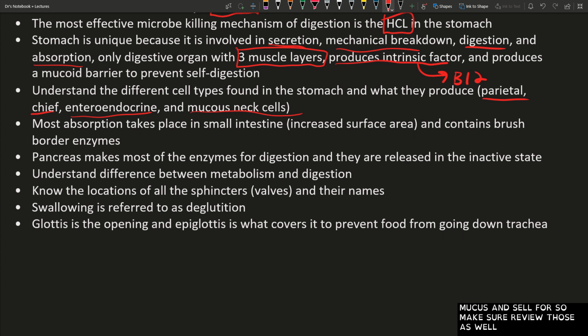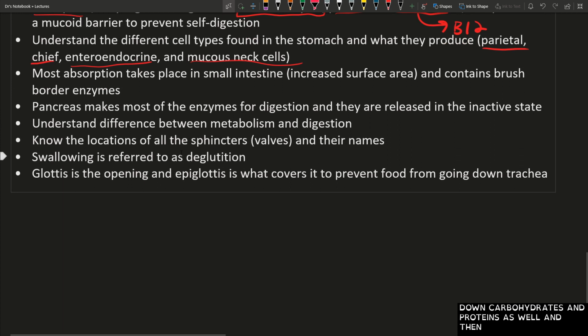And then most absorption does take place in the small intestine. We're not absorbing nutrients in the large intestine. You can have some absorption, like from aspirin and alcohol in the stomach, so it's not no absorption. But most absorption happens in our small intestine because we have that massive surface area from all the villi and microvilli on top of them, and those microvilli contain those brush border enzymes which help break down carbohydrates and proteins as well. And then just some other parts here.